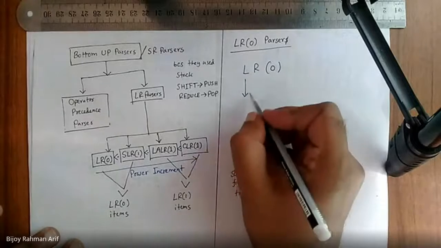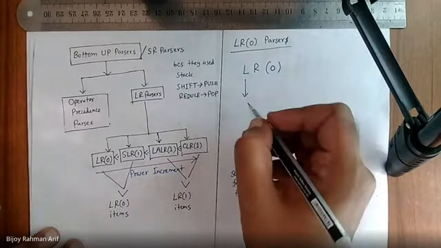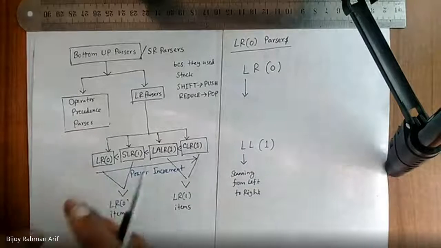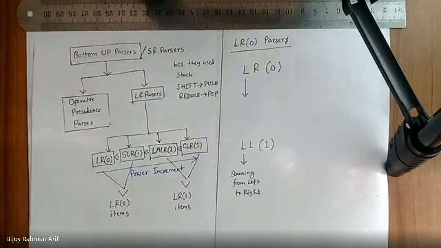Same thing. That means in this parser also we're scanning from left to right. In fact, in all parsers we always scan from left to right. What do you think? We always scan from left to right. Come on, how intelligent you people are.